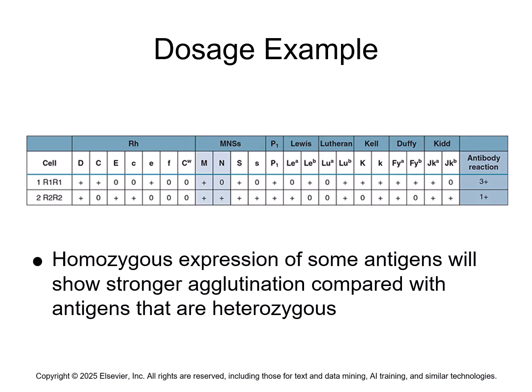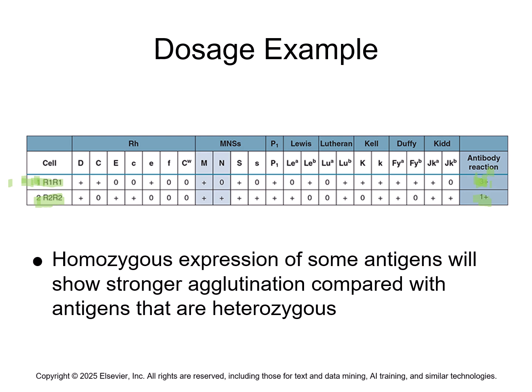This is an example of how we use dosage when looking at an antibody screen. The antibody screen, if you'll remember, is mixing cells with our patient plasma. So in this case, we have one cell that's mixed with our patient plasma, and we get a result of 3+ agglutination. In cell number 2, we've mixed cell number 2 with our patient, and we get a reaction of 1+. This 3+ and 1+ are significant because the reaction is stronger in one cell than another.